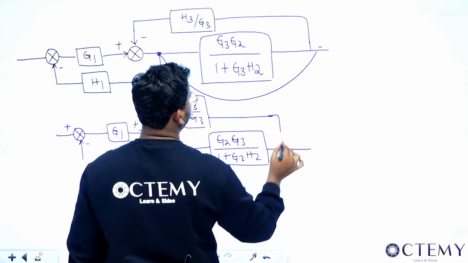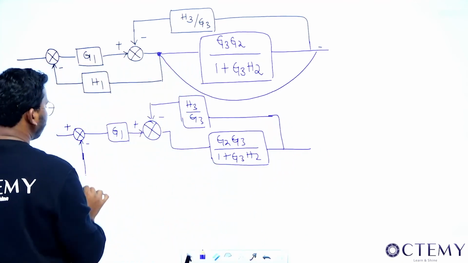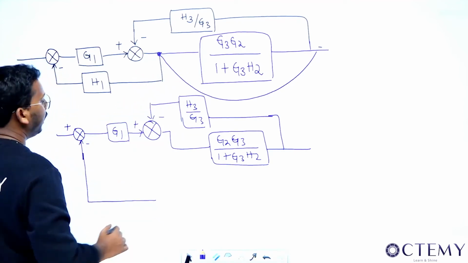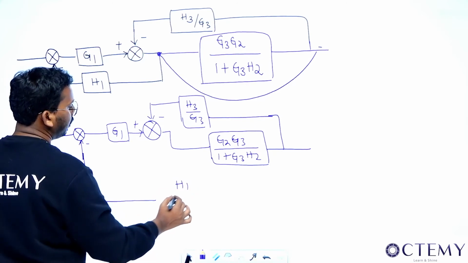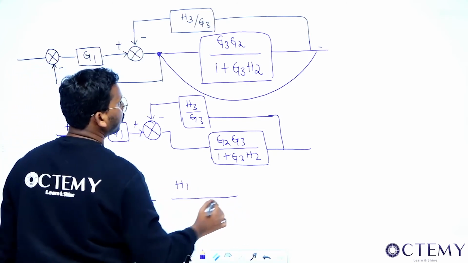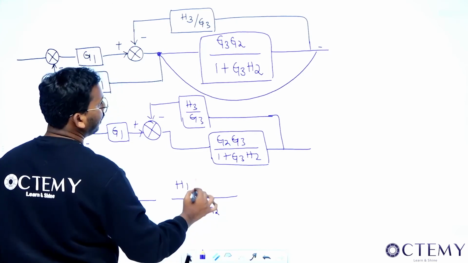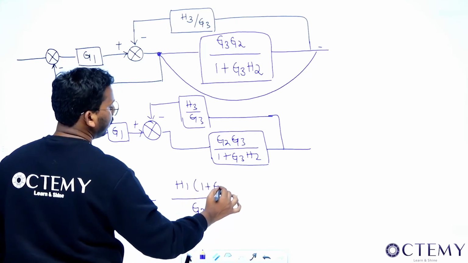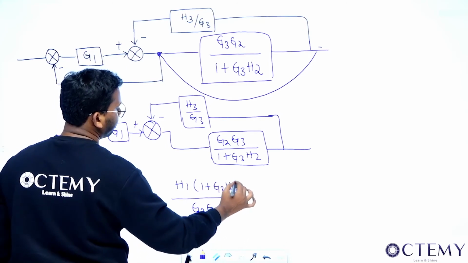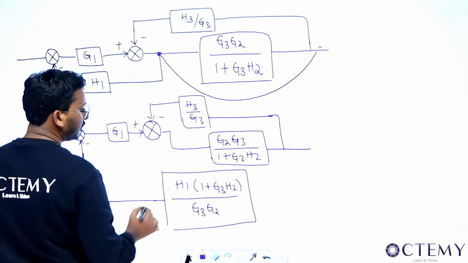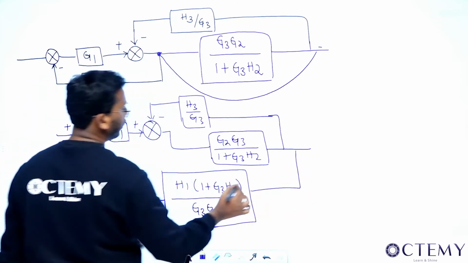This is there as it is now. Now you have moved this fellow, sir. So you are moving from before to after, so it will divide. So H1 divided by G3 G2, and it will get multiplied here as 1 by G3H2, right? And it will be like this. So this is here, this is here, right?